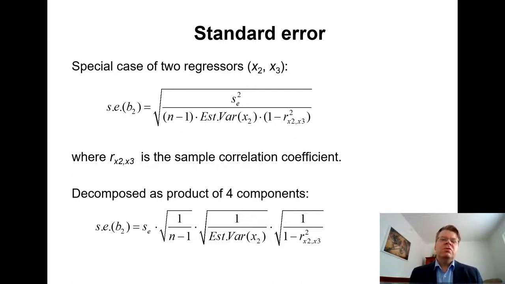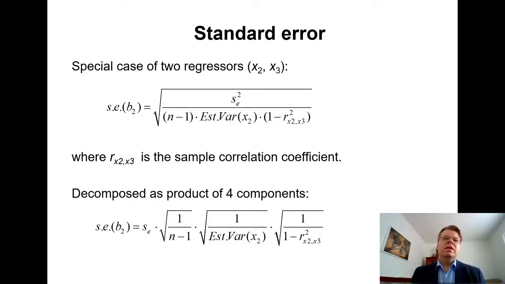The purpose here is not to memorize this formula by heart, but rather to gain an understanding of what the standard error depends on when we calculate it from the sample. Breaking it down into four different components gives you an idea of what the standard error depends on. Suppose the question would be, how can I make my estimator more precise? How could I decrease the standard error?